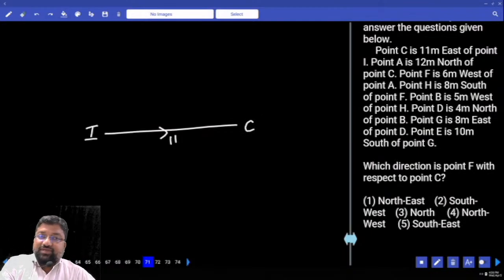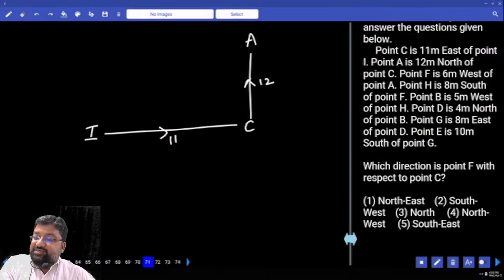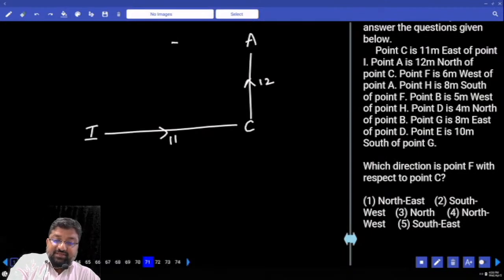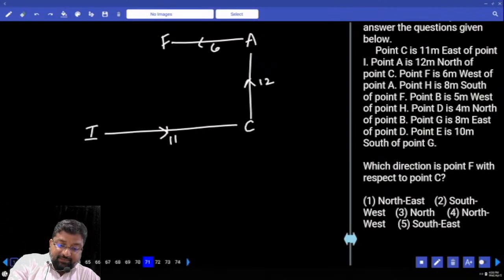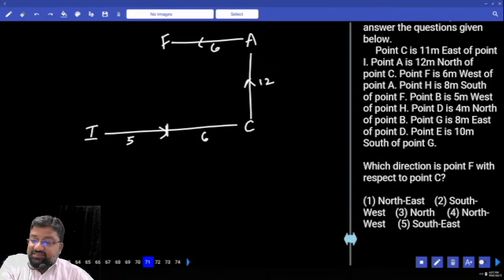Next, point A is 12 meters to the north of point C. What's this point here? A. Point F is 6 meters to the west of A. So if I mark a point parallel to F here, what will be the distance here? 6, and this will be 5. What I suggest is, whenever it is necessary, please make the required changes so that you will not get confused in the later stages.